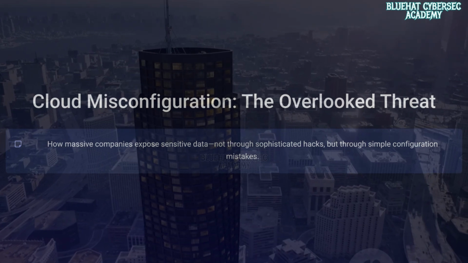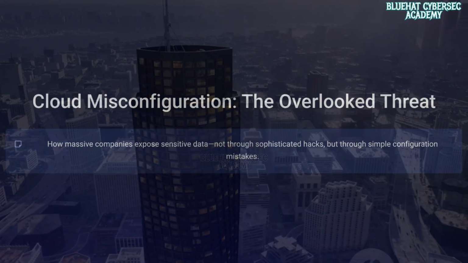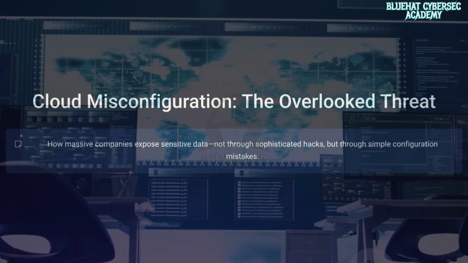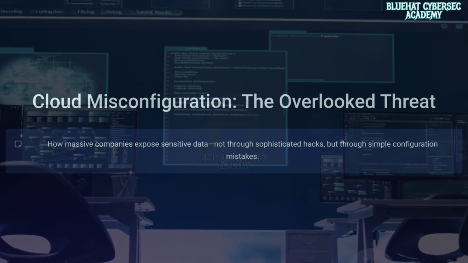Have you ever wondered how some of the biggest companies in the world, with massive budgets and expert teams, still end up exposing sensitive data online? What if I told you it's often not because hackers broke in, but because something was simply left open?